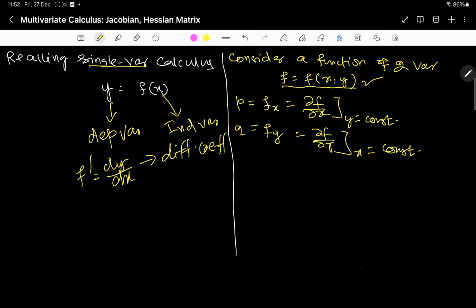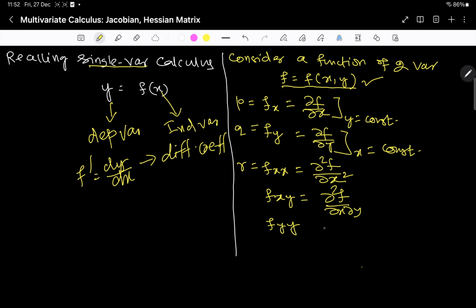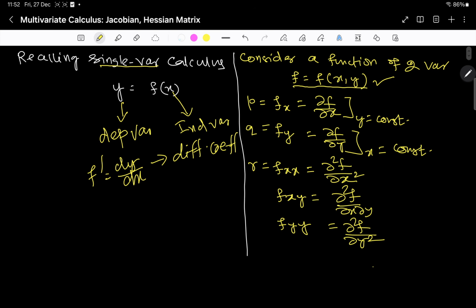Similarly, for the second order derivative, we have f xx. f xx means we differentiate twice with respect to x, right? So now we denote it by r. And similarly here f xy is del square f by del x del y. First we differentiate with respect to x, then with respect to y, or vice versa. And similarly here f yy is del square f by del y square, right? And we can denote it by s, and we can denote it by t, right? These are the standard notations p, q, r, s and t.